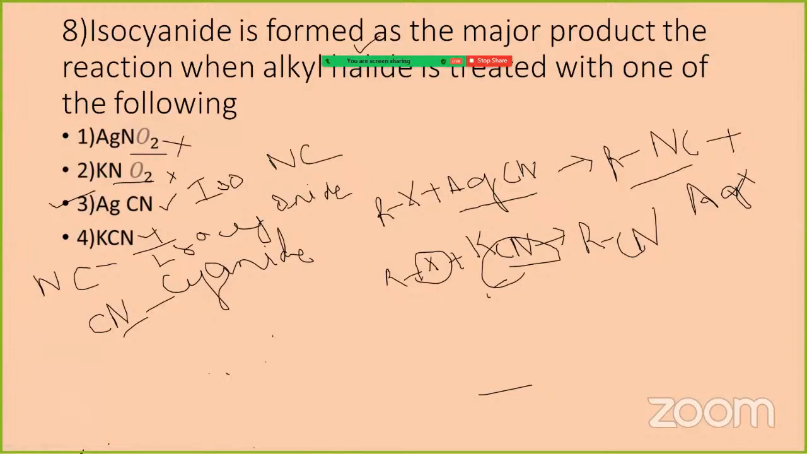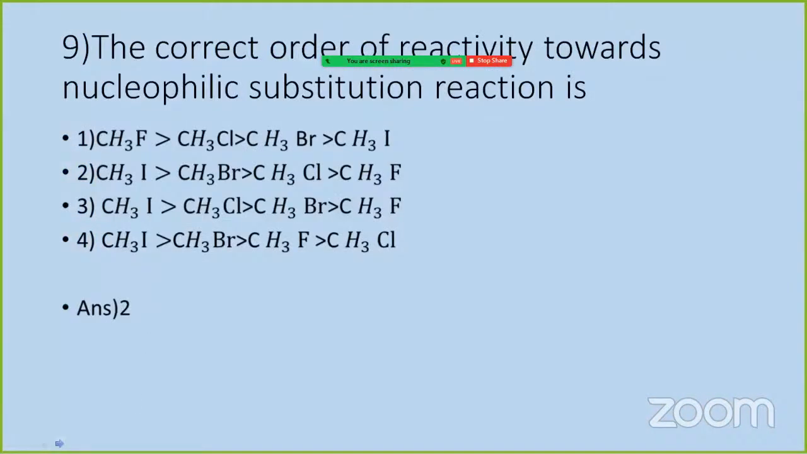Let us move on to the next question. What is the correct order of reactivity towards nucleophilic substitution reaction? So what is the correct order for nucleophilic substitution reaction? In the first option, we have the alkyl halides. First is fluorine, second is chlorine, third is bromine, and fourth is iodine.